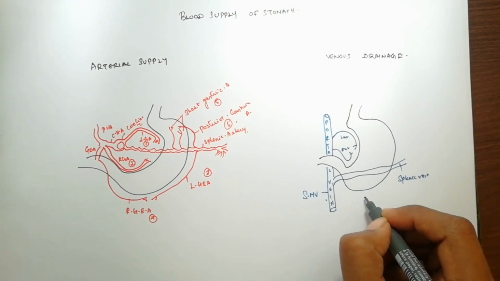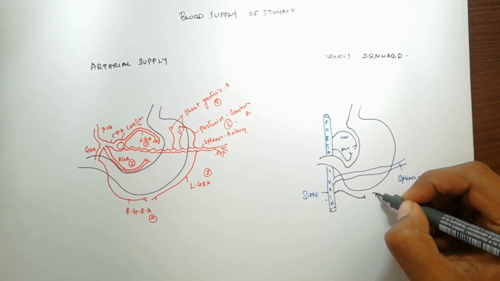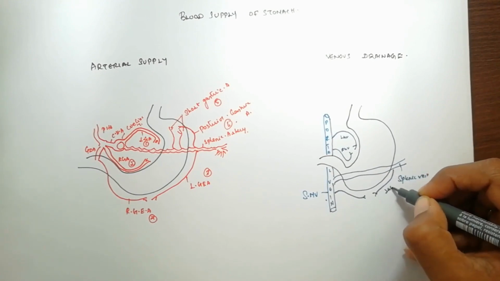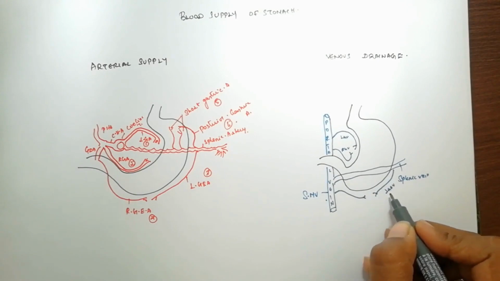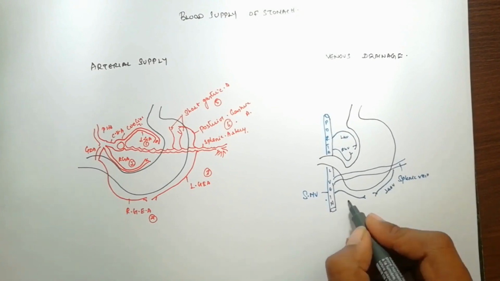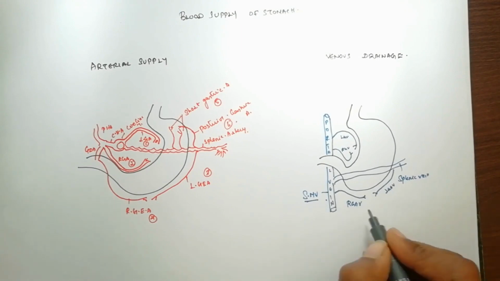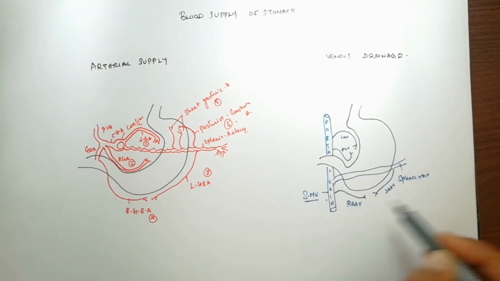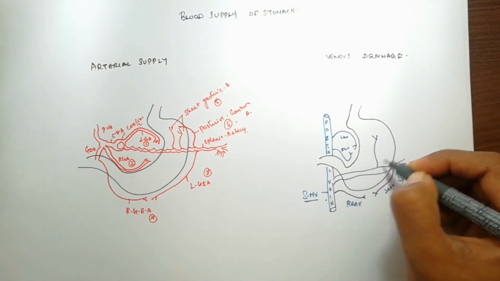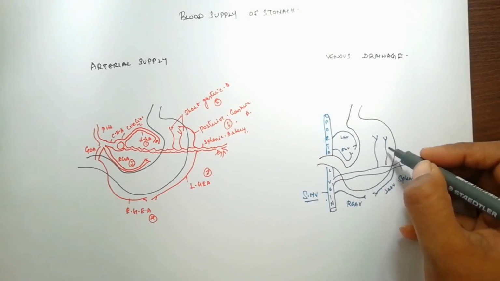Then we have the right gastroepiploic vein and the left gastroepiploic vein. The left gastroepiploic vein accompanies the left gastroepiploic artery and drains into the splenic vein, and the right gastroepiploic vein drains into the superior mesenteric vein. So these two drain in different places. Then we have the short gastric veins, which drain the fundus, and they again drain into the splenic vein. So this is the venous drainage of the stomach.